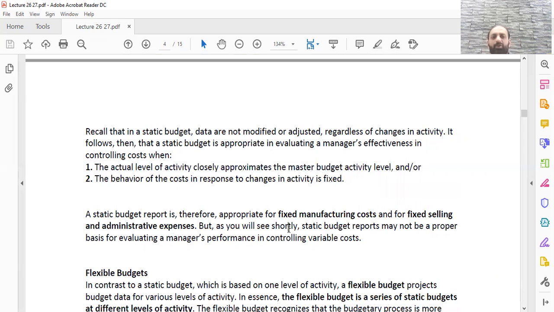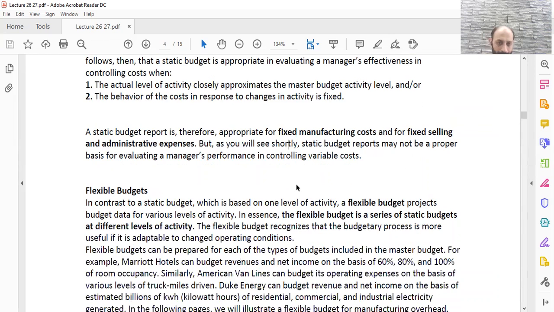One is that your actual level of activity should lie in close proximity to the budgeted level. And second, you should also keep in mind that the behavior of cost in response to changes in activity is fixed. For example, if your actual activity is more than the budgeted, you have to make sure that the behavior of your cost, for example your fixed cost and variable cost, was similar. Only in these two conditions can you say that the static budget is a useful way to measure the performance.